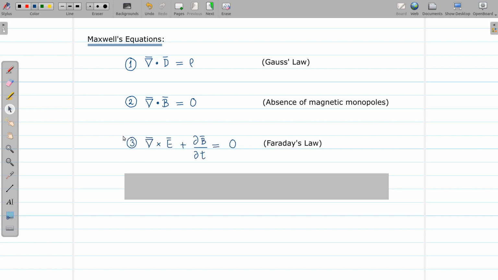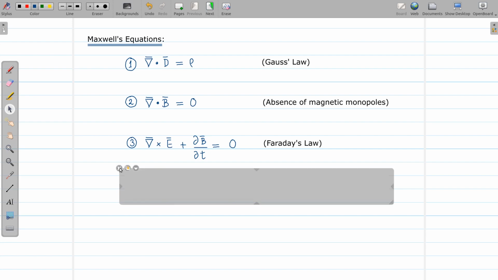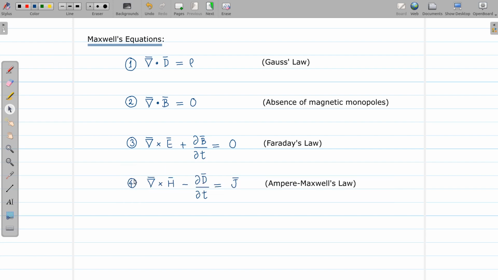The third Maxwell's equation is Faraday's law, which says that the curl of the electric field is equal to the negative of the time derivative of the magnetic field. And the last one is the Ampere-Maxwell law, which relates the curl of the magnetic intensity with the time derivative of the electric displacement, and this is related to the current density.